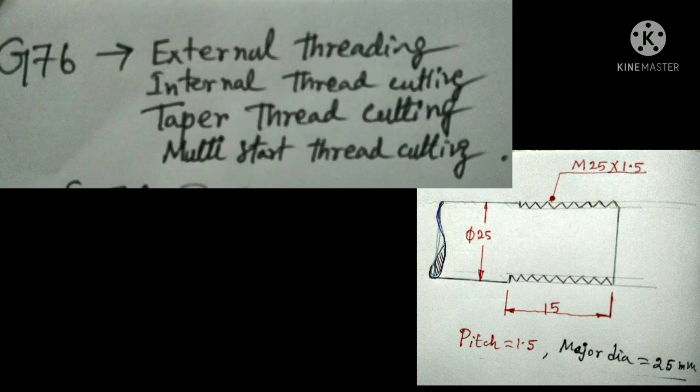So first we have to know about the G76 code. The G76 code is used for external threading, internal thread cutting, tapered thread cutting, and multi-start thread cutting. Okay. So first of all, we discuss two important lines based on which the main program will be formed. So let's start.